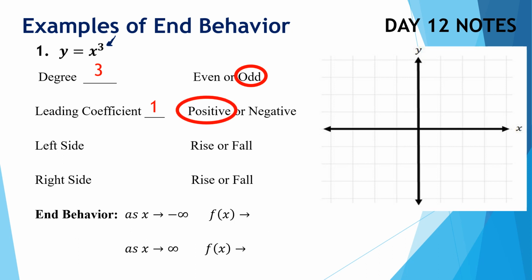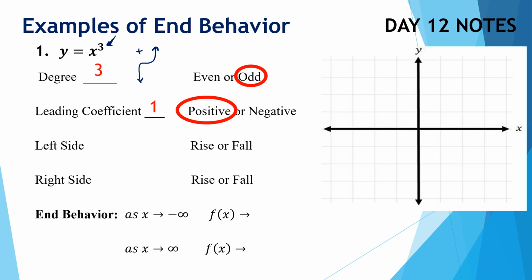So if we have a positive odd degree function, it's going to do opposites on both sides of the function. So the left side will go down and the right side will go up. Okay, proof, here's our graph.